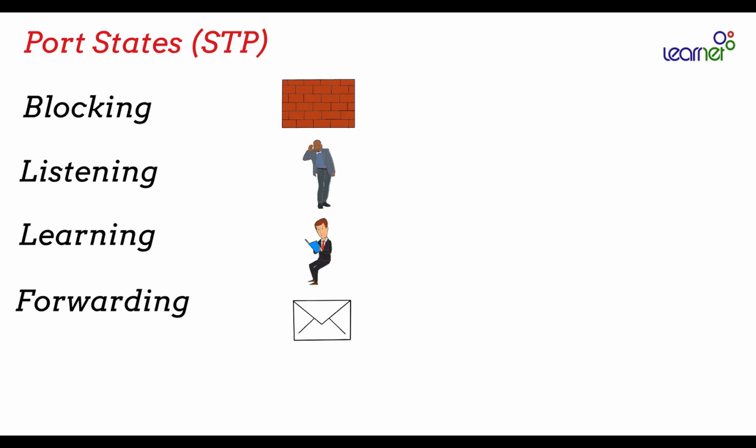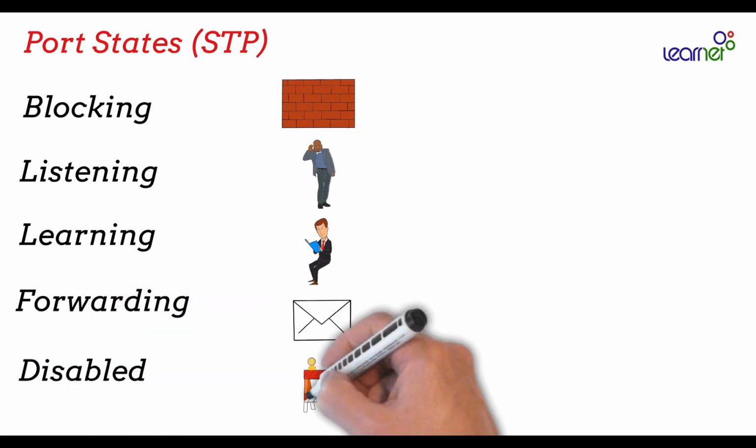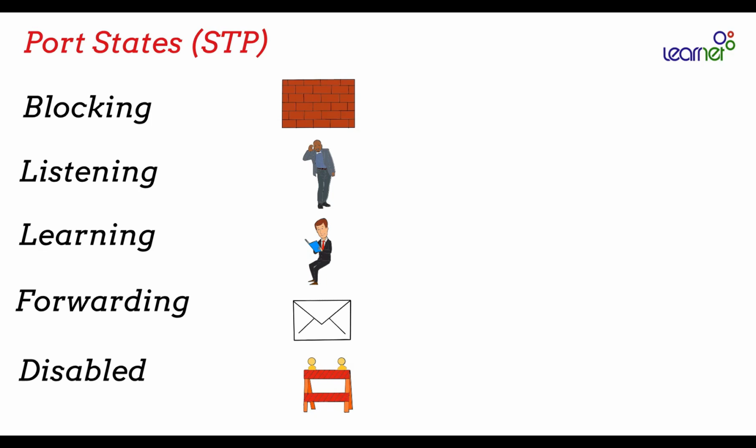If everything proceeds correctly and placing the port in the forwarding state does not create a loop, the port will enter the stable forwarding state, where it can learn MAC addresses and forward frames. The final stable state, where the port neither learns MAC addresses nor forwards frames, is called disabled. This state is not part of the STP operation and occurs when you, as the administrator, shut down the port.